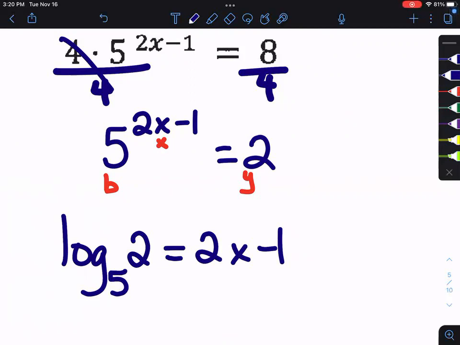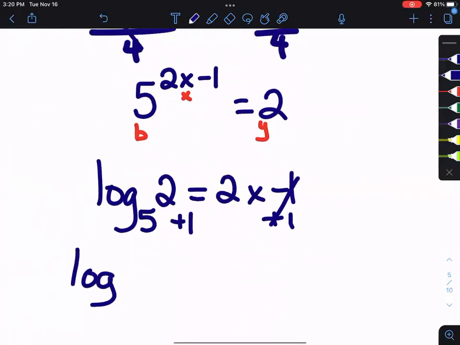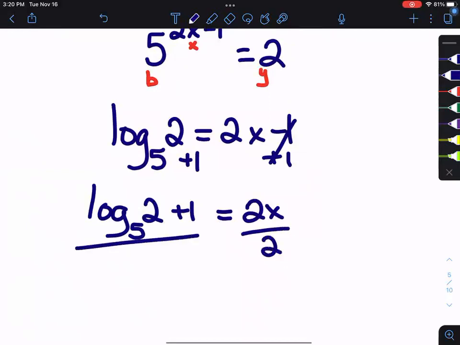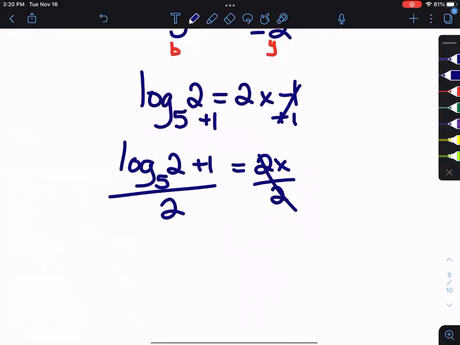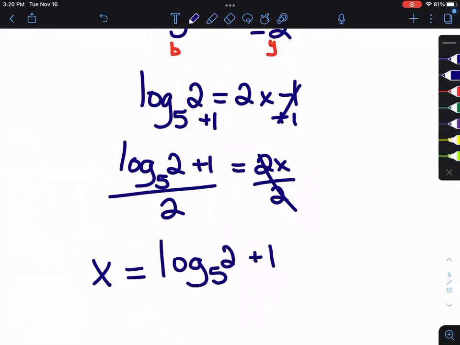So far, that's okay. We're going to get x by itself by adding 1. So we're going to have log base 5 of 2 plus 1 equals 2x. Then we're going to divide both sides by 2 to get x by itself. The tricky thing about this problem is that you cannot type this portion in your calculator. You have to use the change of base formula.